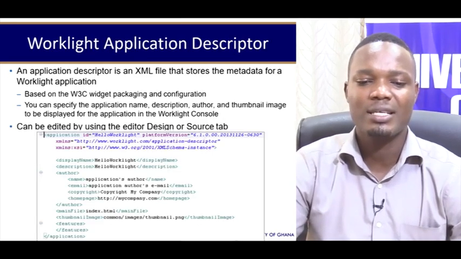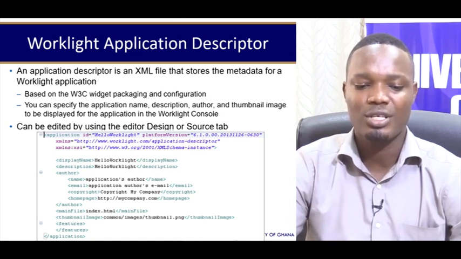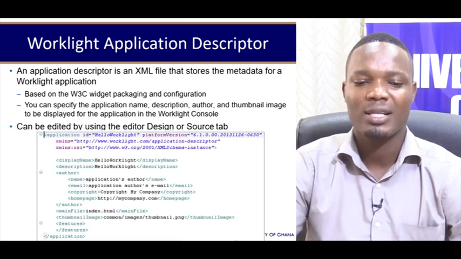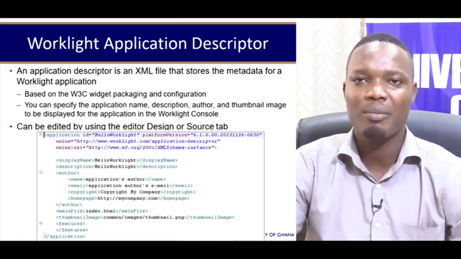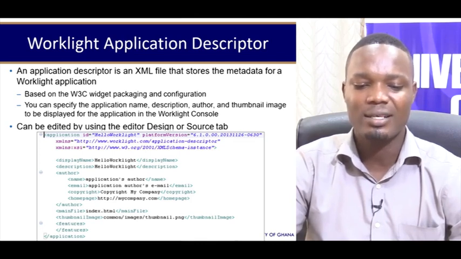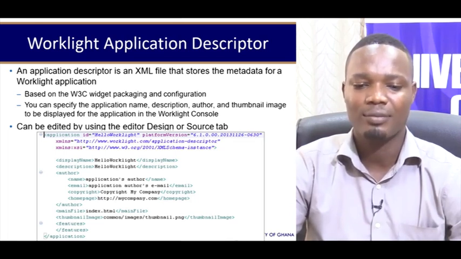The Worklight Application Descriptor is an XML file that stores the metadata for a Worklight application. Now, here is a screenshot of some of the contents of this file. You can see here that you can input the author name. You can also give the email of the author. You can tell the name of the main file where execution is going to begin. You can also put that in here. And then a link to the thumbnail image that should be used for the application. All of these are in the Worklight application-descriptor.xml file.